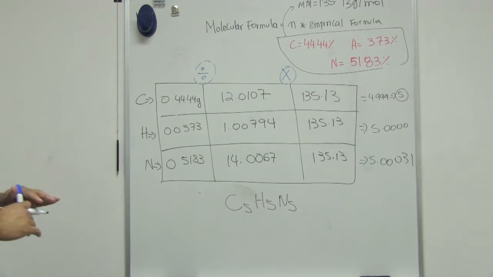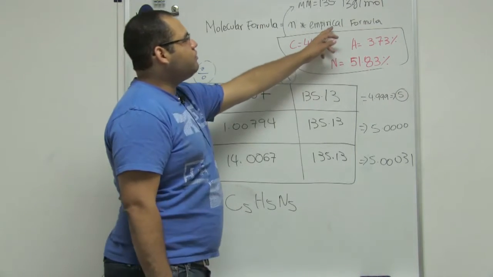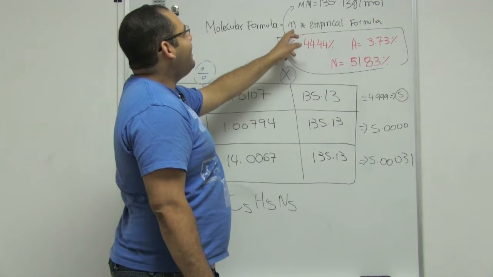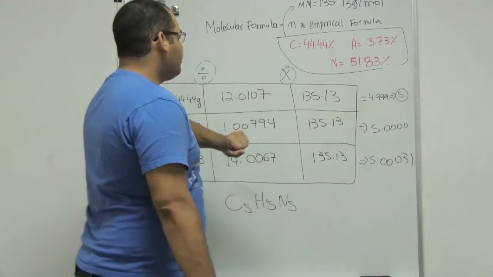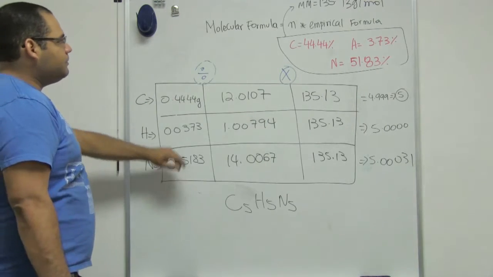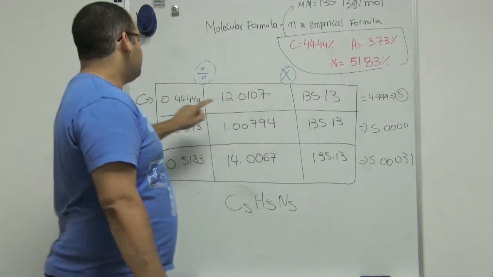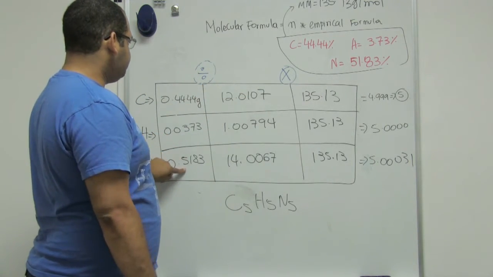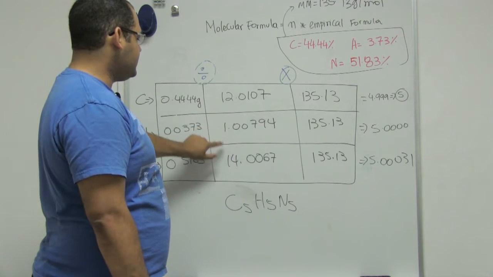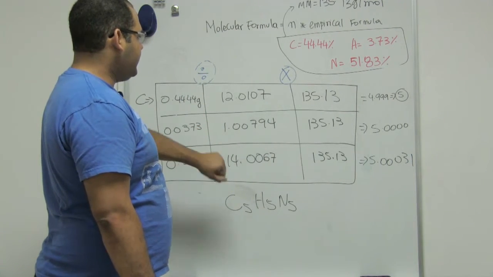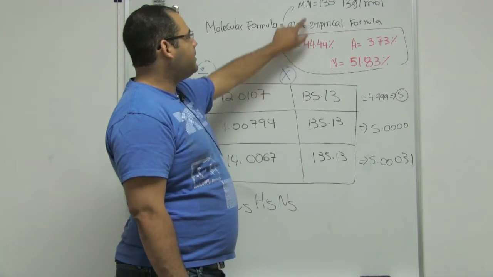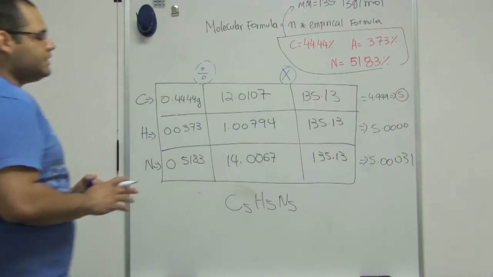So you can choose the way where you find the empirical formula, you find N, and then you multiply the empirical formula by N. Or you can just do this: get your percent, find the grams of each one, divide by the molar mass from the periodic table, and multiply by the molar mass of the whole molecule, and you get the same value.